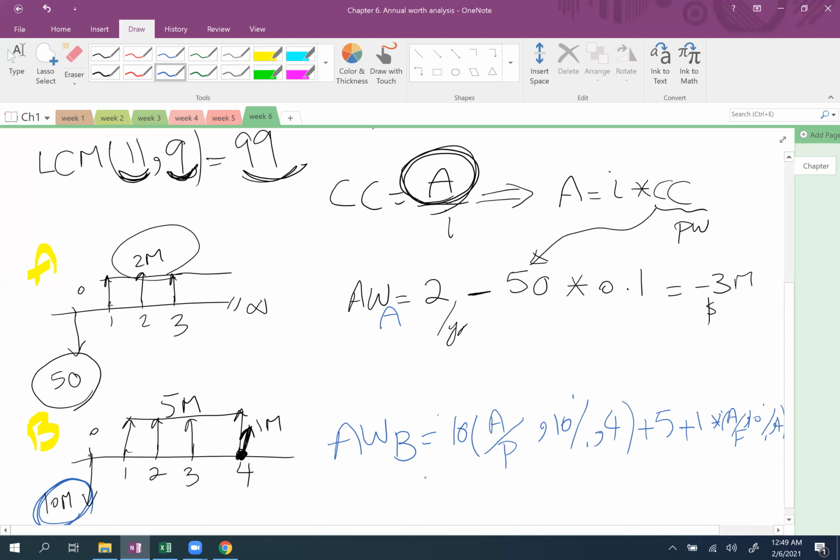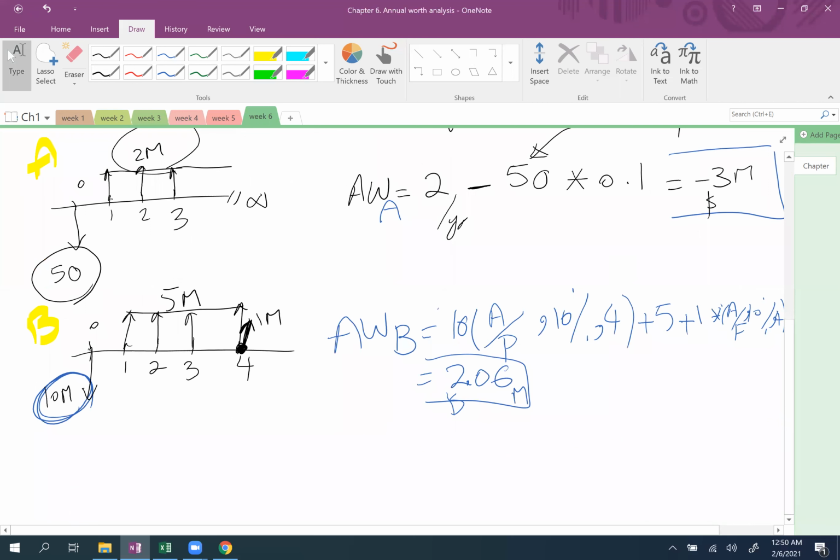So if you do the math, I think this answer will be 2.06, if I'm not making a mistake. You can just do the calculation to confirm that. So this one has an annual worth of negative, this one has an annual worth of positive. Obviously in this case, which one will be selected? Alternative B is selected. So that's the advantage of the annual worth analysis technique: I don't need to worry about the equality or inequality of the lifetime of the projects.